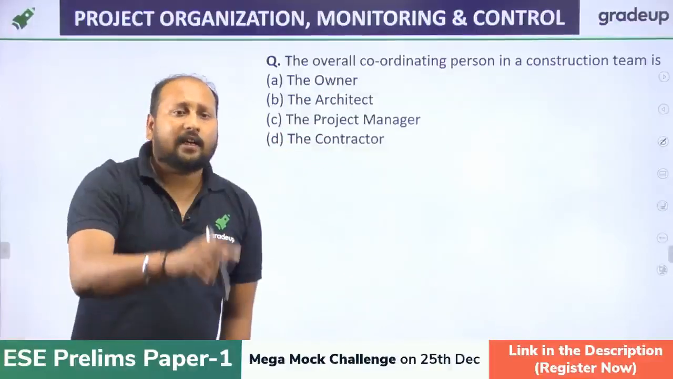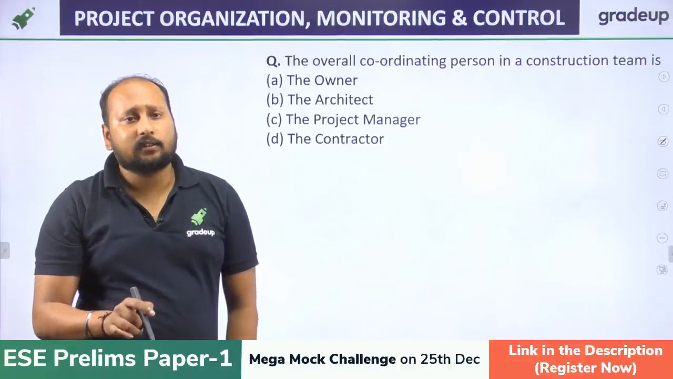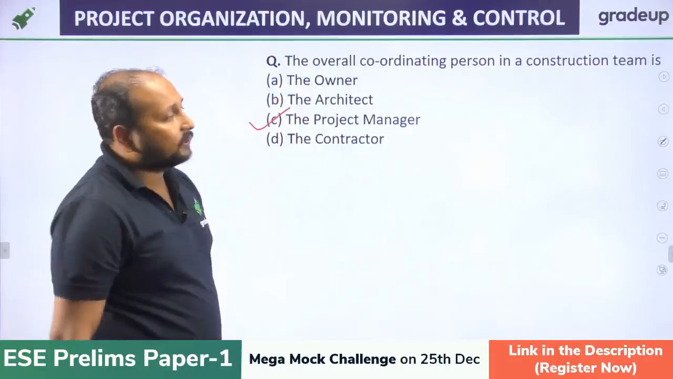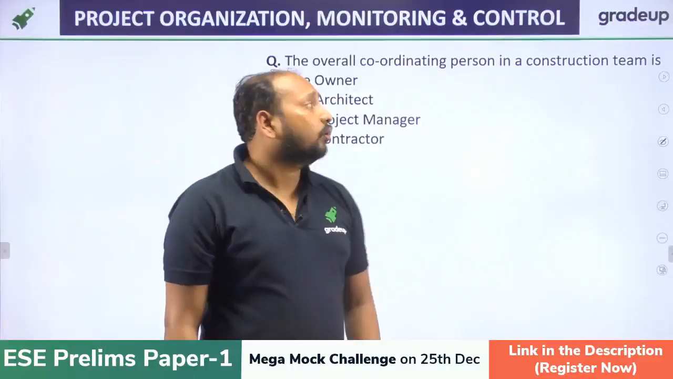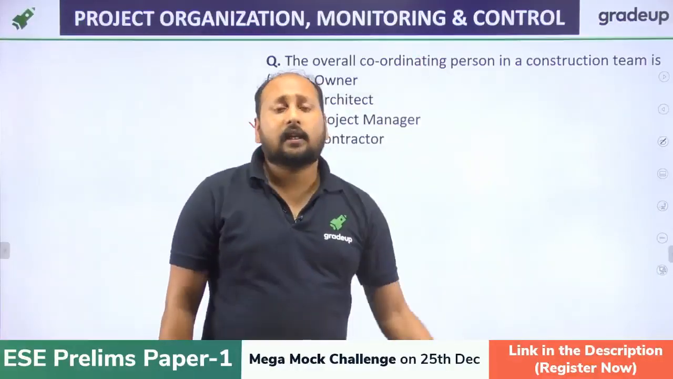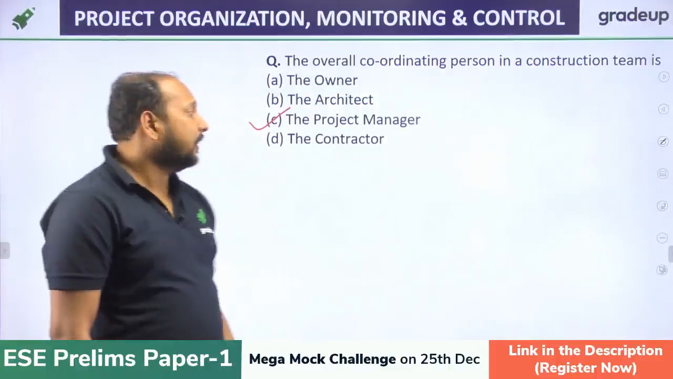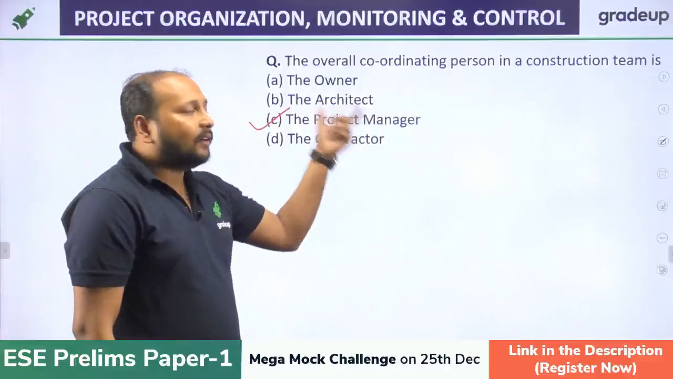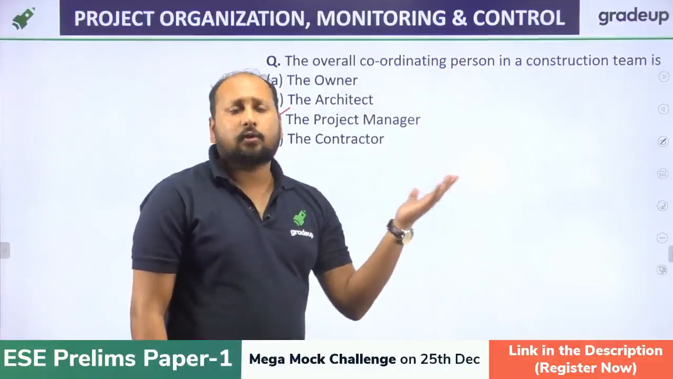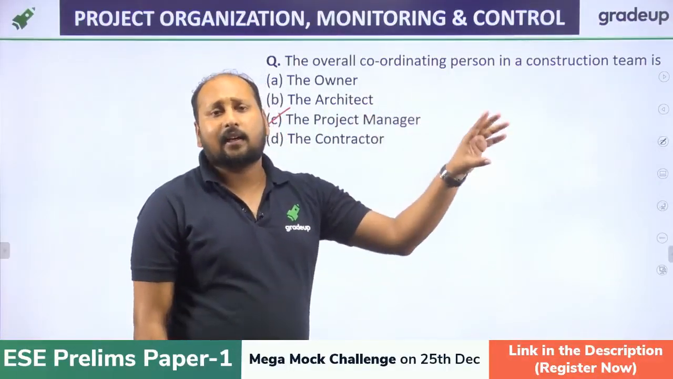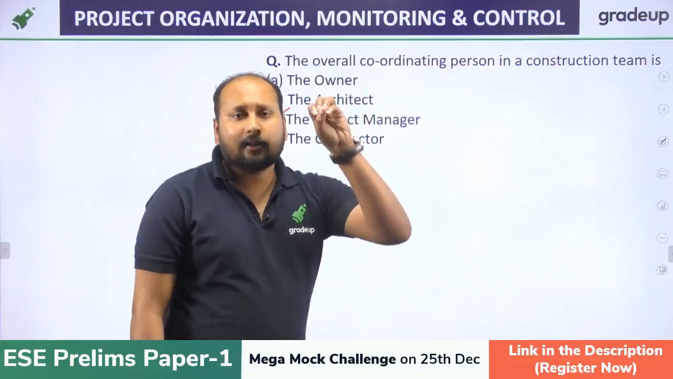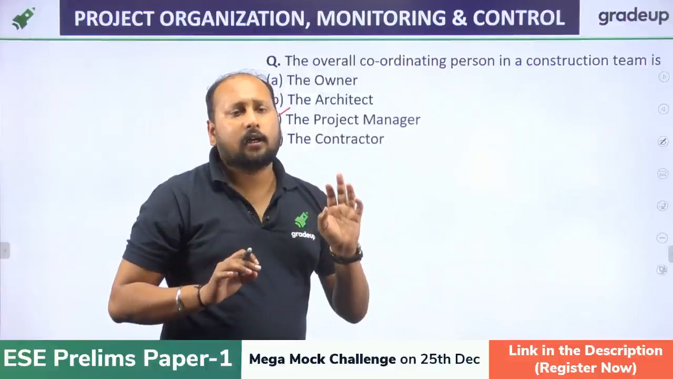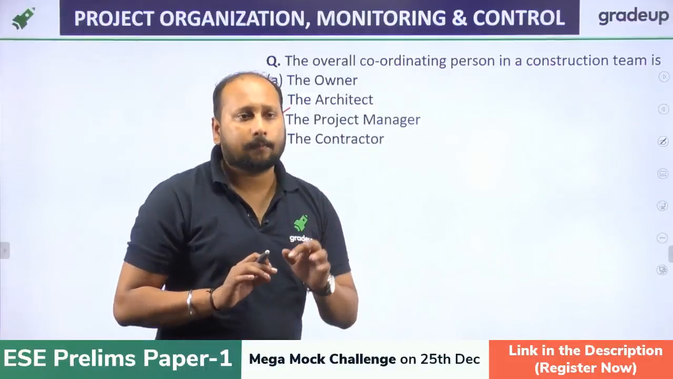I've seen from the starting of this session, I started with the project manager. What is the importance of the project manager? The project manager is the coordinating person with the construction team. So the most appropriate answer is project manager. Contractor won't be there. Architect won't be there. Owner is not at all responsible. He only has a direct link with the project manager. The owner asks the project manager, and the project manager asks the construction team whether the project is going within the schedule or not. Okay.